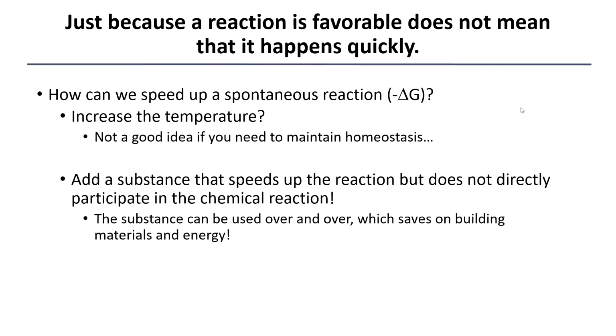Just because a reaction is favorable does not mean that it happens quickly. This is indeed true in our bodies. If we were to allow glucose to be used to make ATP on its own, without the use of enzymes, it would literally take thousands of years to process one molecule of glucose. We don't live that long, and clearly that's not what's going on. And so there must be something that's speeding up that reaction.